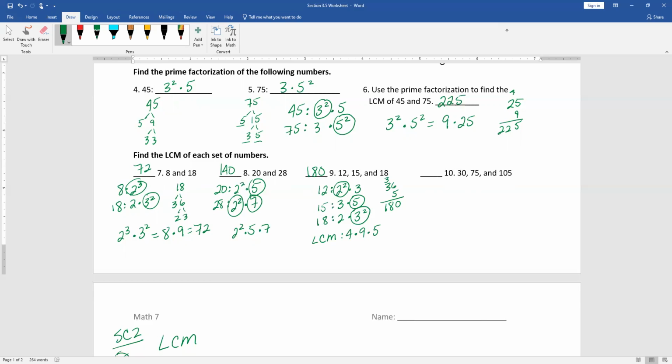Okay, guys, last one. Comparing 30, 75, and 105. 30, I'll just do my tree here. That's 3 times 10, which is then 2 times 5.